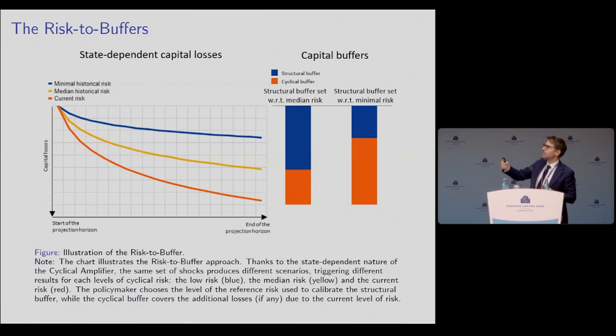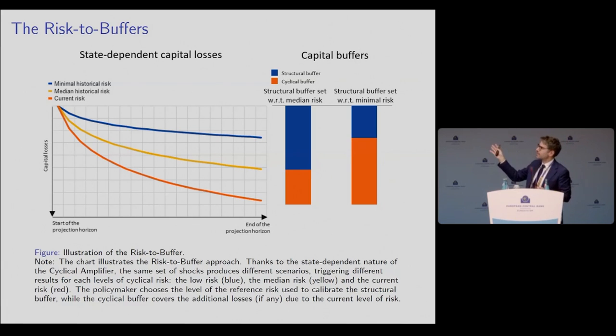If, for example, the current risk decreases over time, then the severity of the scenario when we simulate also is going to decrease. That means that our new losses are going to be in between the red and the yellow line. So the cyclical component of the buffer is going to be reduced and is going to move with respect to the evolution of the risk.